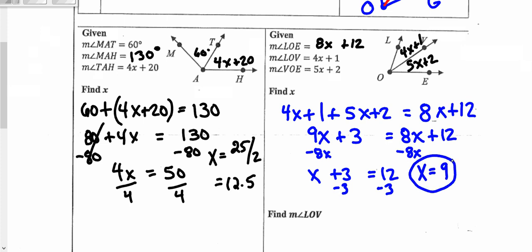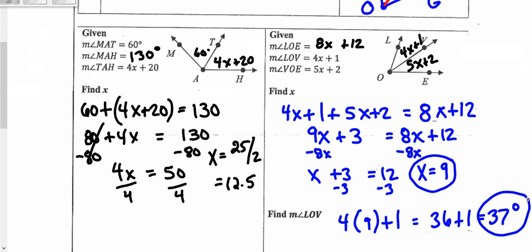Okay, so I'll take that 9 and I want to find the measure of angle LOV, which is the 4x plus 1. So I'll go 4 times 9 plus 1. So I'll have 36 plus 1, which equals 37. We're talking about the measure of an angle, so 37 degrees.